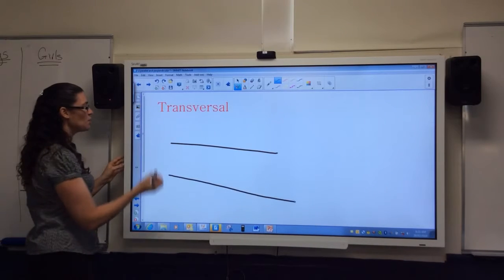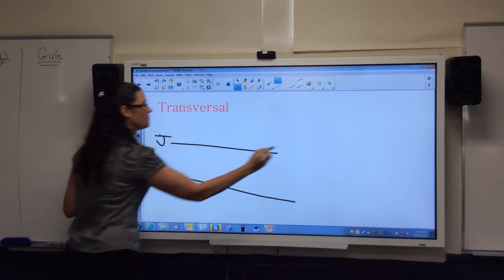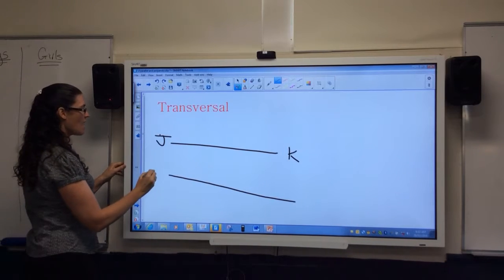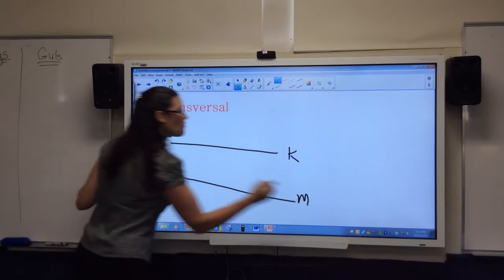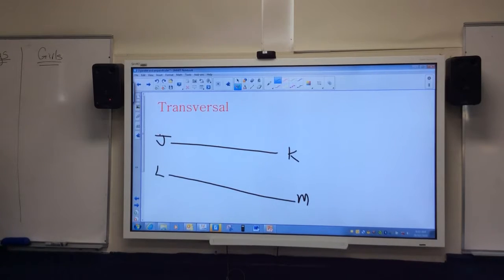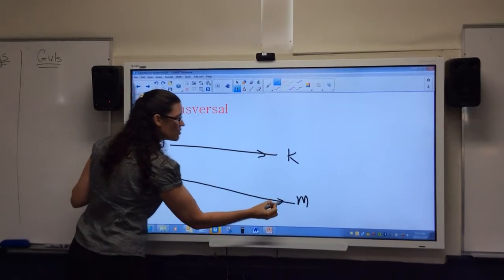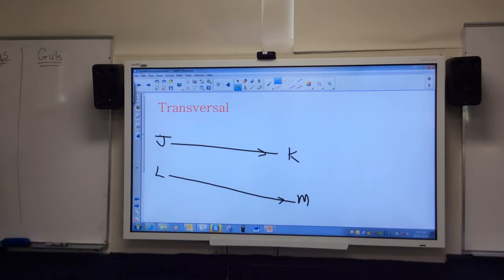This guy's name is going to be JK. And this guy's name is going to be LM. Now, what do I have to draw on them to show that they're parallel? What do they need on them? The little arrowy things, okay? I need little arrowy things to show that they are parallel. Now, a transversal is simply a line that cuts across two other lines.